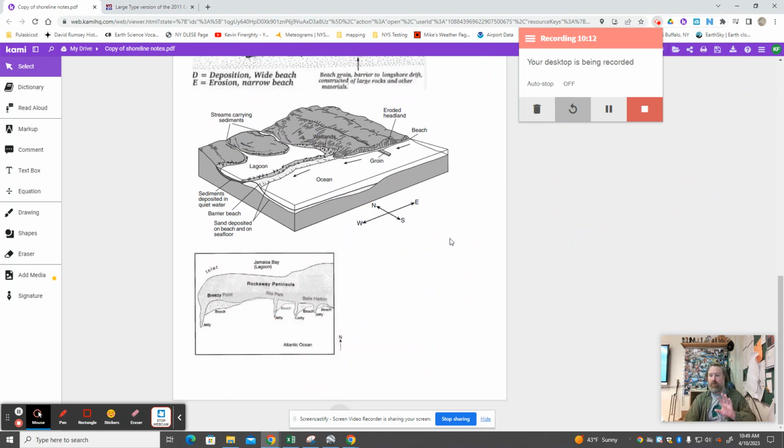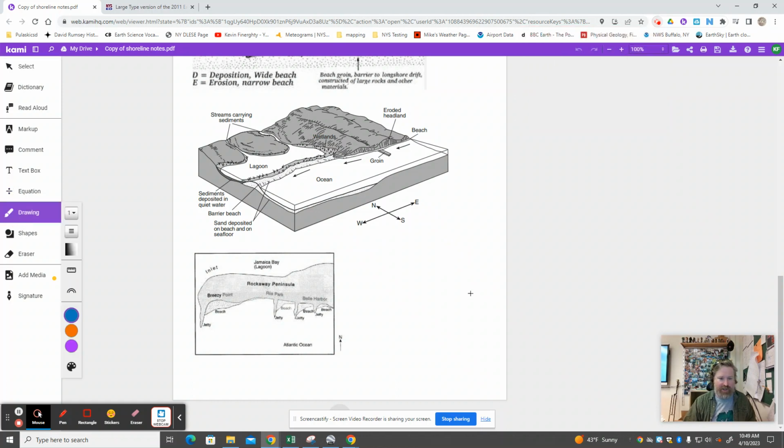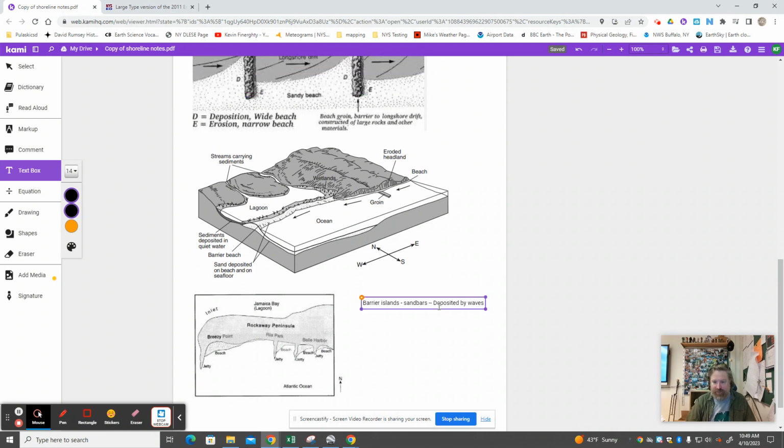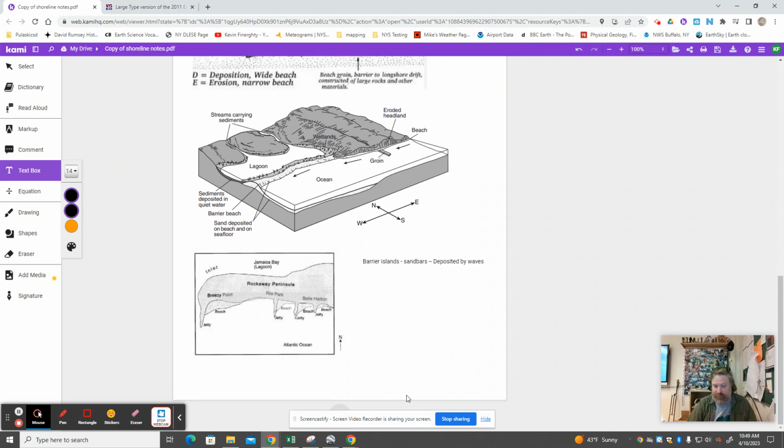All right. If you want to say, what are my couple of big points just to get out of here? Things like barrier islands, sandbars, they're all deposited by waves. There are very repetitive questions in this classwork; at least 5 of the 10 are like that idea.